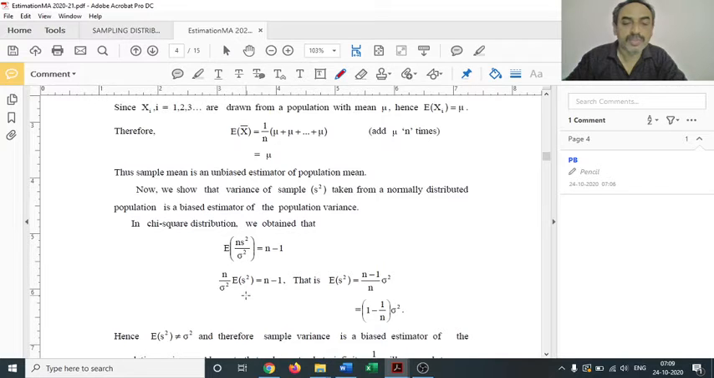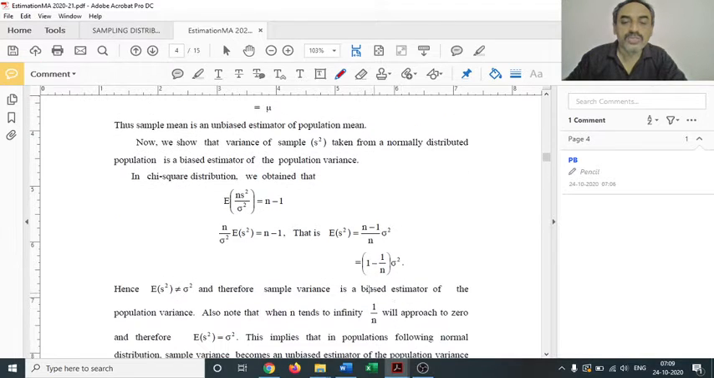So again, using the property of expectation, with n by sigma square taken outside, it is 1 minus 1 by n times sigma square. So we are getting E of S square equal to (1 minus 1 by n) sigma square. It is not equal to sigma square. Along with sigma square, there is another constant, 1 minus 1 by n. So we don't get S square as an unbiased estimator of sigma square.